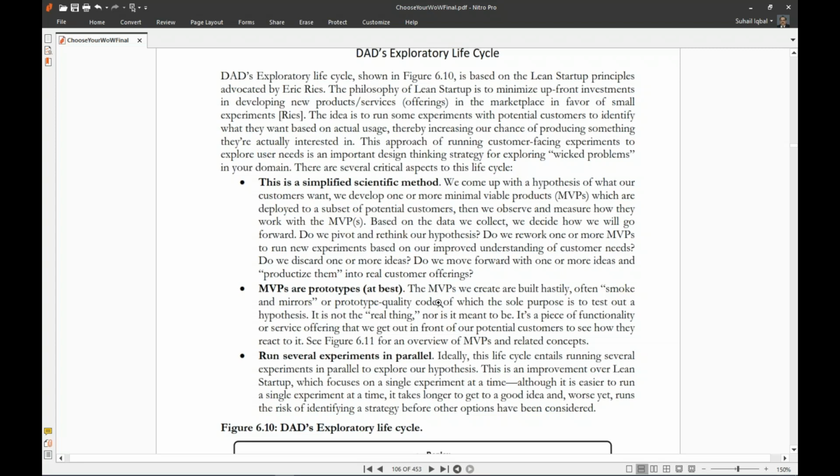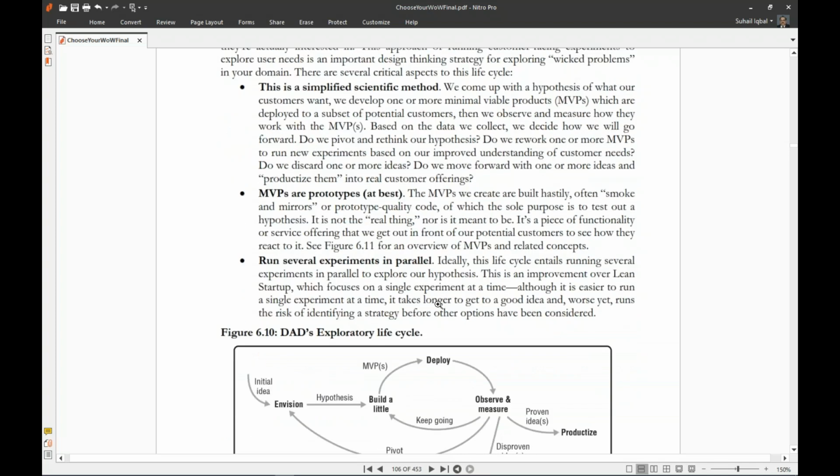This approach of running customer-facing experiments to explore user needs is an important design thinking strategy for exploring wicked problems in your domain. There are several critical aspects to this life cycle. This is a simplified scientific method. We come up with a hypothesis of what our customers want. We develop one or more minimal viable products, MVPs, which are deployed to a subset of potential customers. Then we observe and measure how they work with the MVPs. Based on the data we collect, we decide how we will go forward.